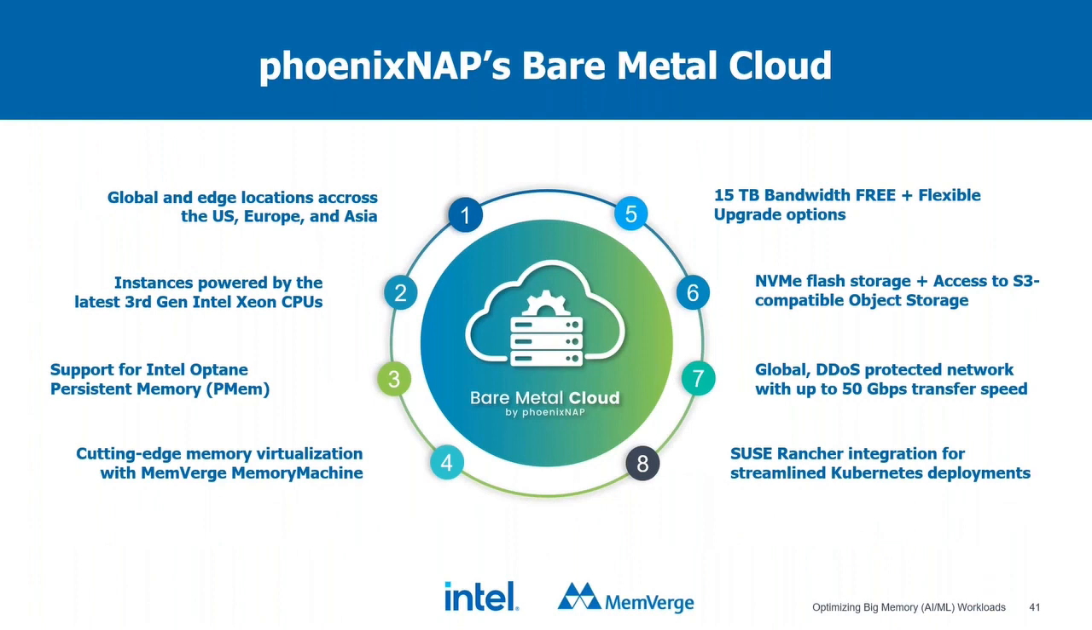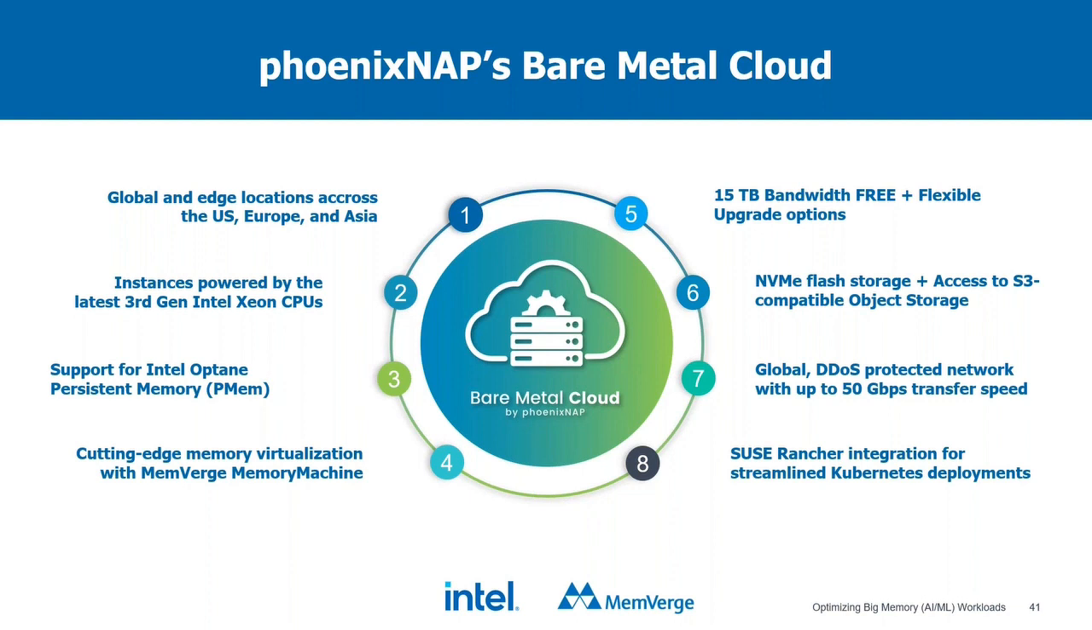So with our bare metal cloud platform, we have locations available in the United States, Europe, and Asia. We have the latest generation Xeon scalable processors as well, including Intel Optane Persistent Memory, where we can deploy a bare metal cloud instance type with Optane Persistent Memory, as well as the MemVerge Memory Machine software. And all of our bare metal cloud instances have access to S3 compatible object storage that you can provision for your different instance types, as well as onboard NVMe flash storage.